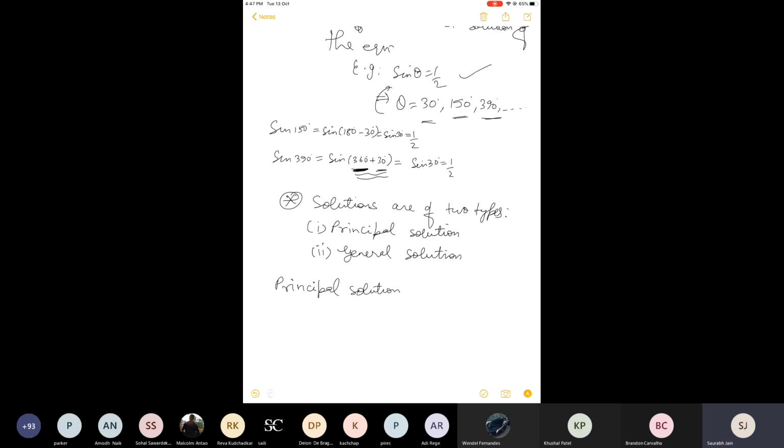So the values of unknown angles in the interval 0 to 2 pi, that means a complete round of the first, second, third and fourth quadrant. So values of the unknown angle in the interval 0 to 2 pi which satisfy the given equation are called principal solutions.